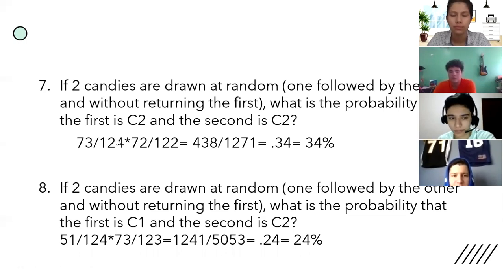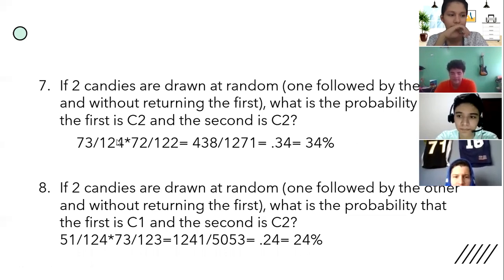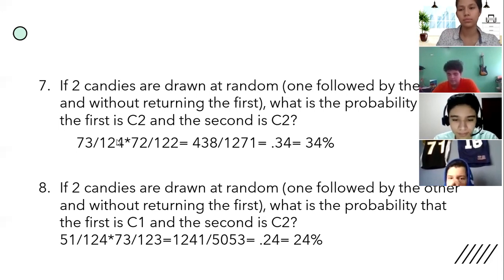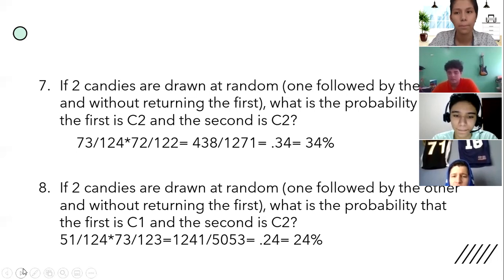In number 7, if two candies are drawn at random, one followed by the other, and without returning the first, what is the probability that the first is C2 and the second is C2? This is the same as the other one, but we are taking C2. Here we need to divide 73 over 124 and multiply by 72 over 122. That equals 438 over 1,221, which equals 0.34. The final answer is 34%.